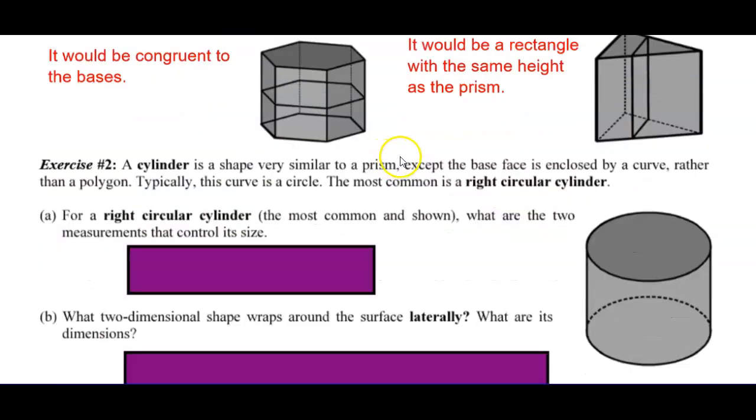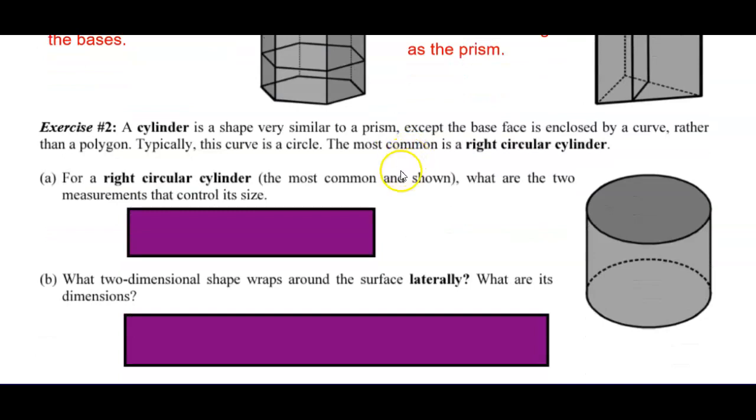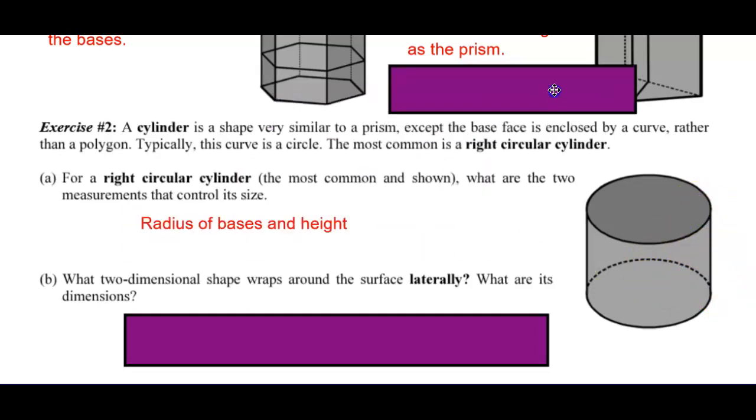All right, so a cylinder is very similar to a prism, except that the lateral surface is not rectangles, it is a continuous smooth surface. Most commonly, we have a right circular cylinder. That's typically what you see, like in cans. Those are the most common version of it. For a right circular cylinder, what are the 2 measurements that control its size? Well, this thing will change if I change the radius of the circle, because then the top and the bottom will change. Or if I increase or decrease the height, that will make it a taller or shorter cylinder. So those are the 2 things, the radius of the bases and the height.